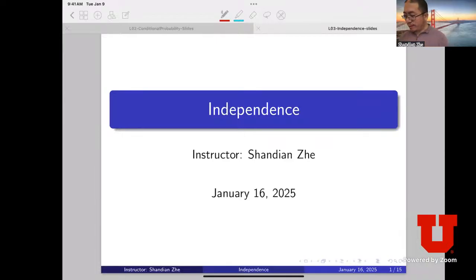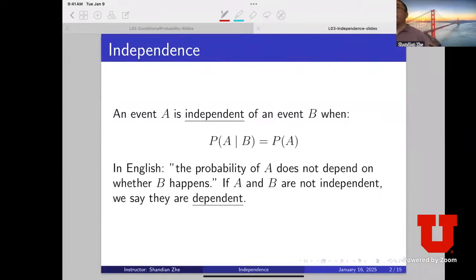Hello everyone. Let us continue. So based upon the definition of conditional probability, we'll introduce a very important concept called independence. Let's go through the most rigorous and formal definition, and then explain it in plain language.